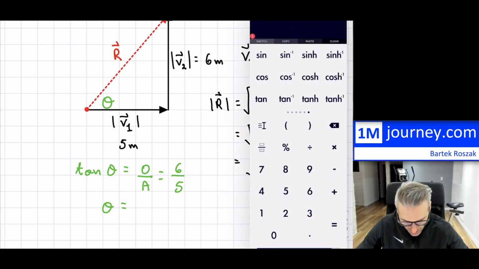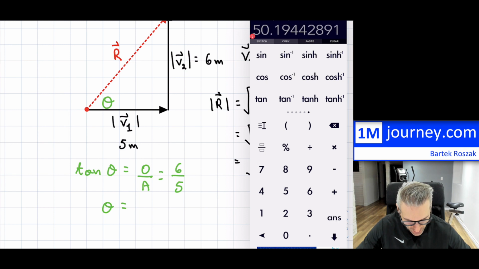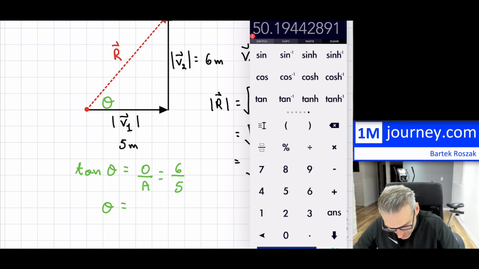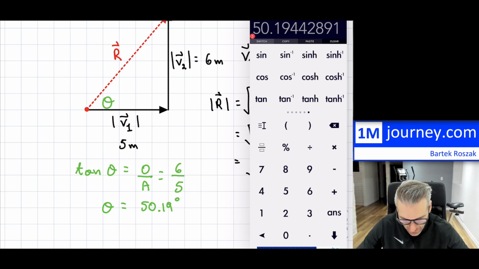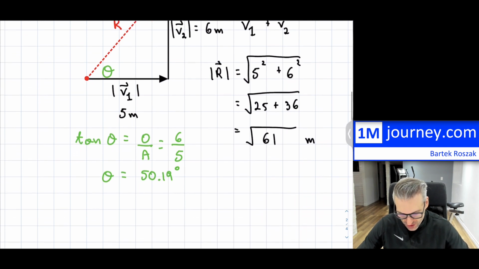And now we can keep these out. So this is the tan inverse. We want to find this. This is going to be 6 over 5. What does this equal? It equals approximately 50.19 degrees in here. So that's how we can find out what the actual resultant is.